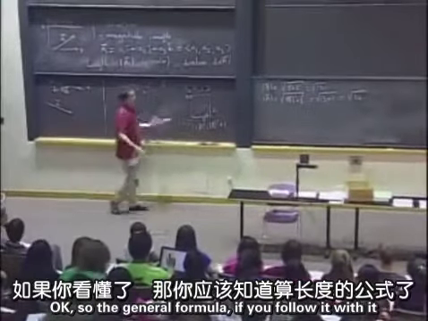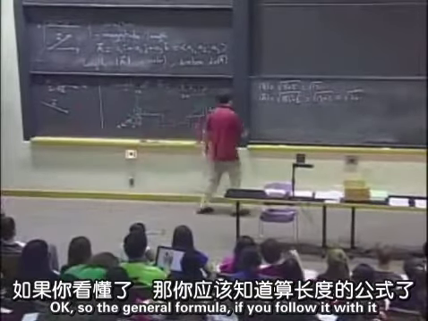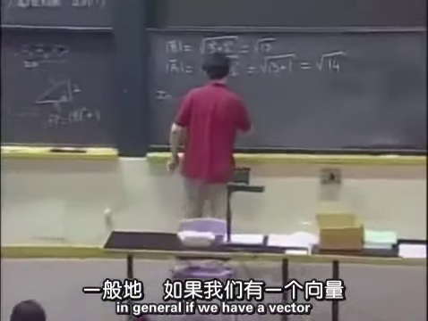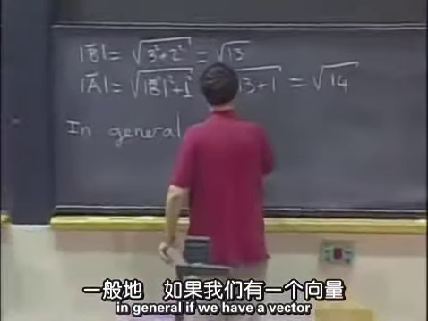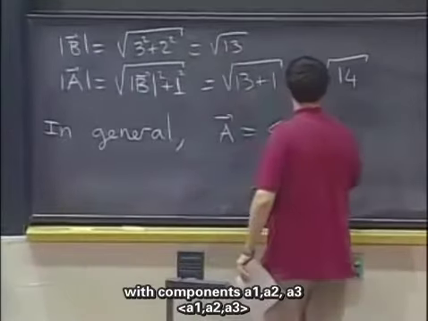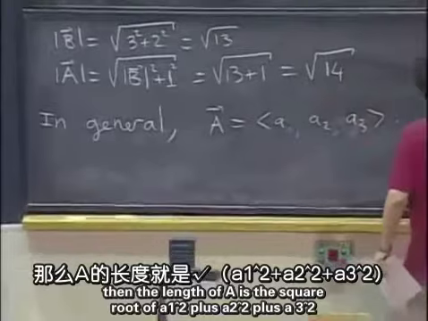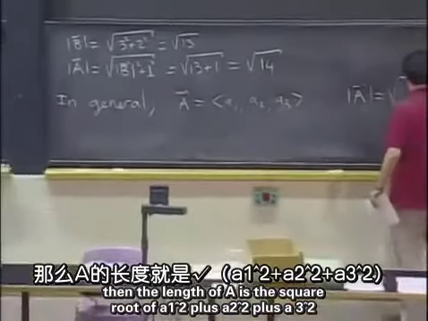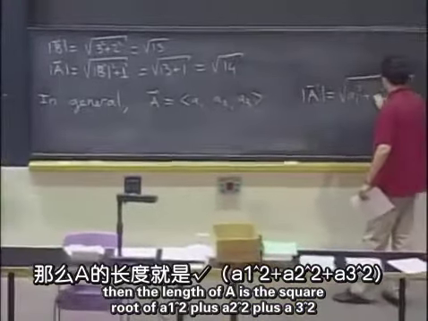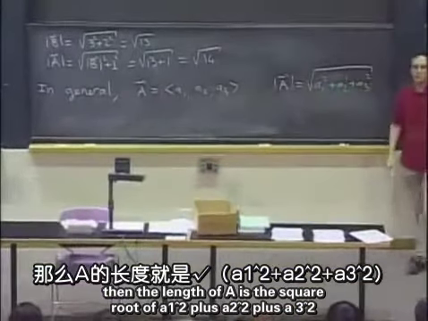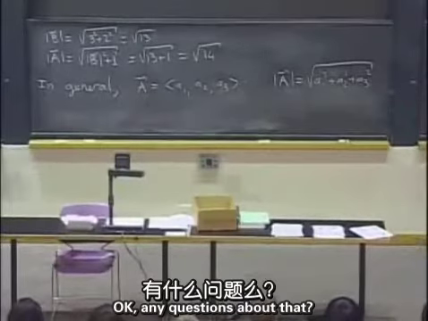Okay, so the general formula, if you follow what we did: in general, if we have a vector with components A1, A2, A3, then the length of A is the square root of A1 squared plus A2 squared plus A3 squared. Okay, any questions about that?